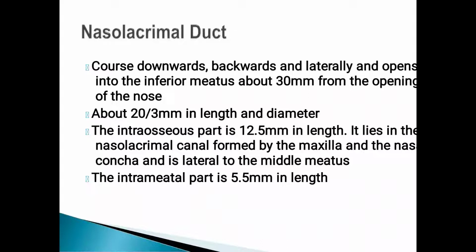It courses downwards, backwards, and laterally, and opens into the inferior meatus of the nose, about 30 millimeter from the opening of the nose. It is around 20 millimeter in length and 3 millimeter in diameter. The bony portion, the portion of the nasolacrimal duct in the bone, called the interosseous part, is around 12.5 millimeter in length. It lies in the nasolacrimal canal formed by the maxilla and nasal concha, and it is lateral to the middle meatus. And the intrameatal part, the part of the nasolacrimal duct inside the meatus, is around 5.5 millimeter in length.